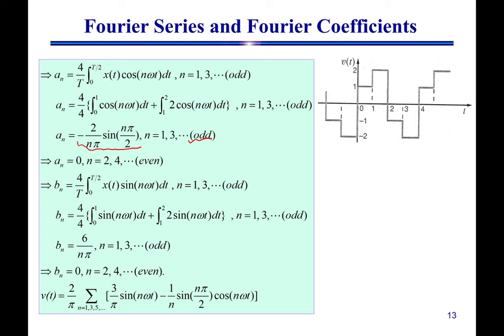If we would like to obtain also the bn term, take the function, multiply it by sine, and again this one will be the result. So for the odd harmonics we're going to have a value, but for the even the value will be 0. Therefore this one will be the Fourier series for this kind of waveform.